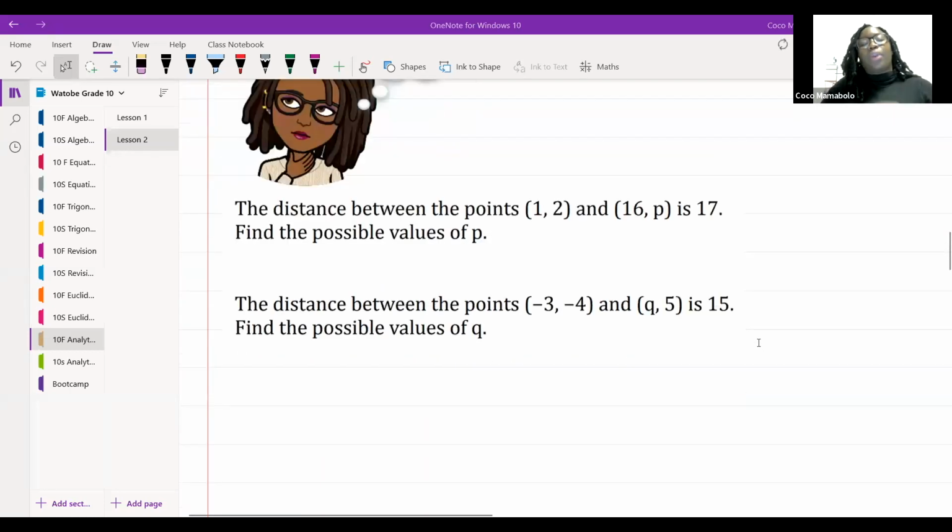All right, let's look at the questions that we had looked at on Tuesday, because we had finished up with this one that says the distance between 2 points 1 and 2 and 16 and P is equal to 17.